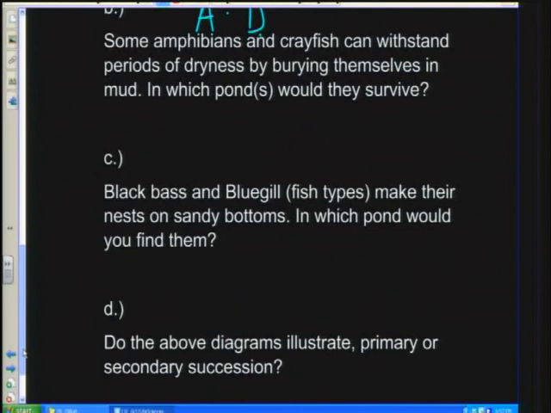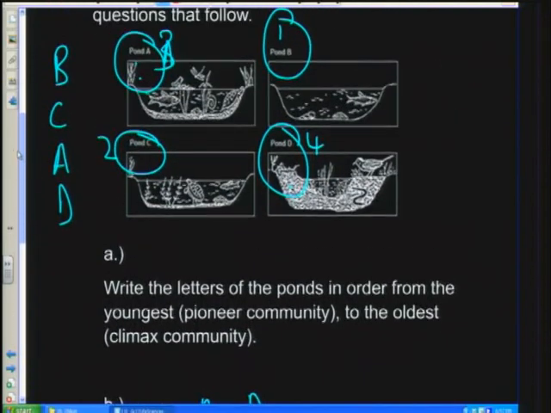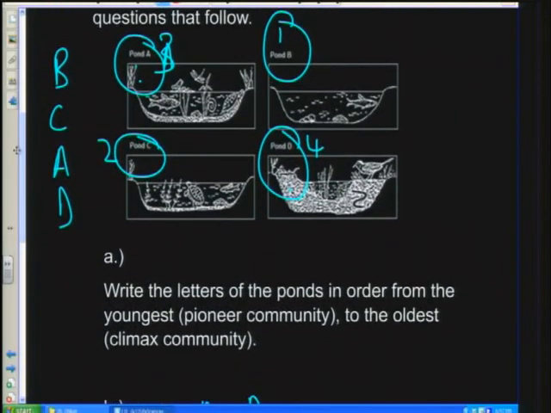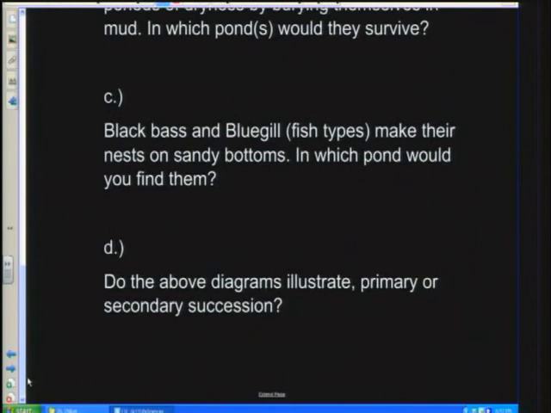Black bass and bluegill, these are fish, make their nests on sandy bottoms. In which would you find them? In sandy bottoms, you'll get A, C and D. All 3 there, A, C, and D. So in other words, you didn't need to know rocket science to answer this question. You need to look at the diagrams and answer it.